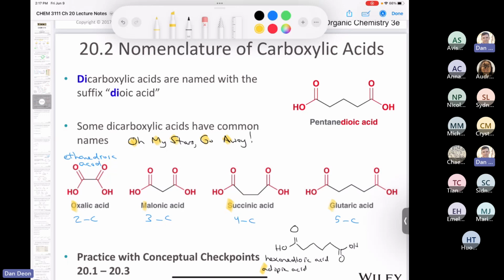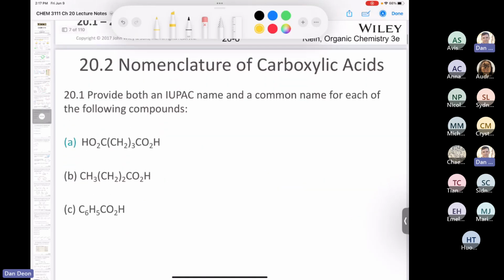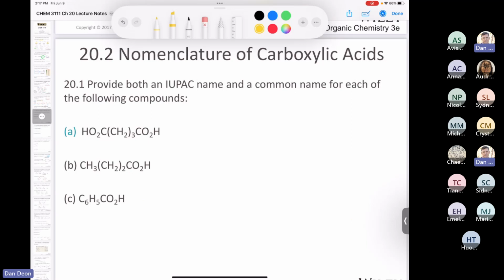Anyway, there you go. So some carboxylic acids and some dicarboxylic acids that you need to know. So with all that in mind, let's see if we can tackle this problem here. Give it the old college try. Got a few of them here. It says provide an IUPAC name and a common name for each of the following compounds. So this one, I'm going to draw out the whole structure here.